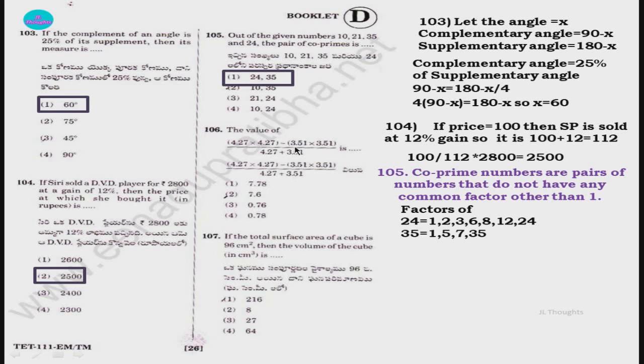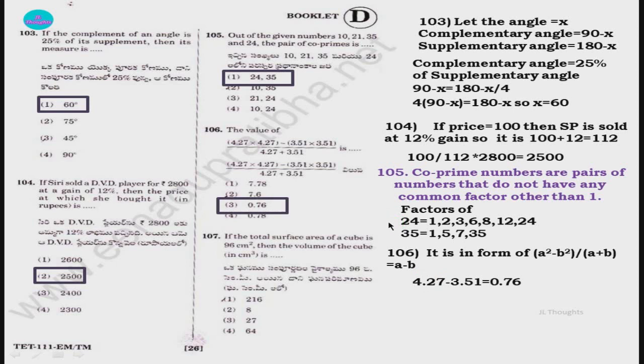Now the value of (4.27 × 4.27 − 3.51 × 3.51) / (4.27 + 3.51). It is in the form of A into A. If you consider A as 4.27 and B as 3.51, then this is A square minus B square by A plus B, which equals A minus B, because A square minus B square is (A plus B)(A minus B). A plus B cancels and you get A minus B, which is 4.27 minus 3.51, that is 0.76. That is the answer.